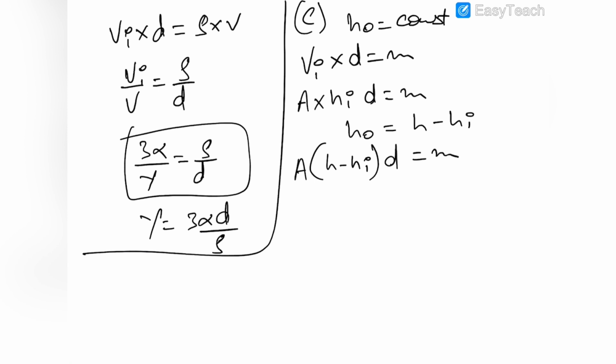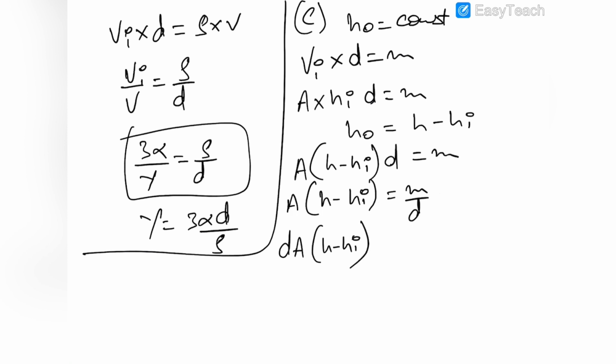Okay, so this is the equation, and what we can do is A into H minus A into Hi is equal to M by D. And now we can take A common, and this is H minus Hi is equal to M by D. Now we can differentiate this equation. So dA into (H minus Hi) and multiply by A into (dH minus dHi).